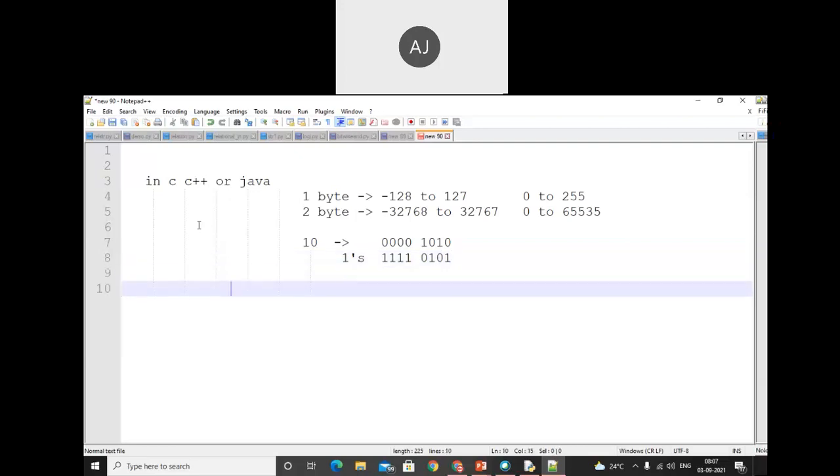In that section, if you want to calculate the range, the upper bit is most important. Okay, make a note of that. In 1 byte, the upper bit is negative. Why?